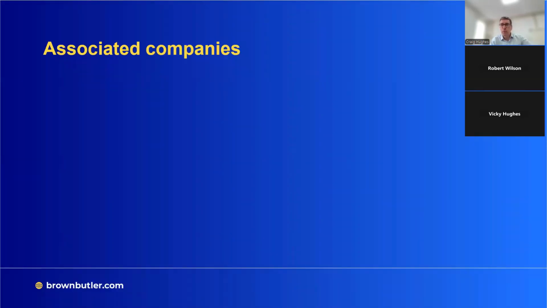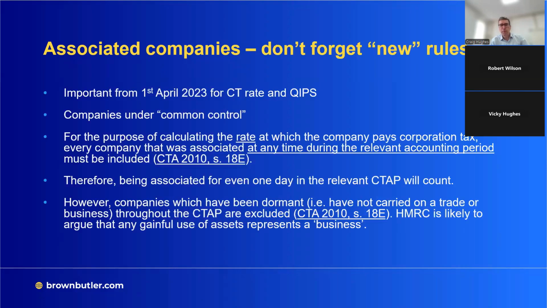So let's start off with associated companies. Don't forget the new rules, yet they are no longer new. They came in April 23. And the way the associated companies rules now work are important both in the context of the corporation tax rate and quarterly instalment payments. And what we're looking at here are companies under common control.